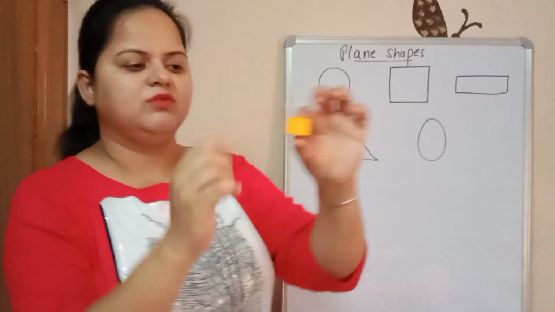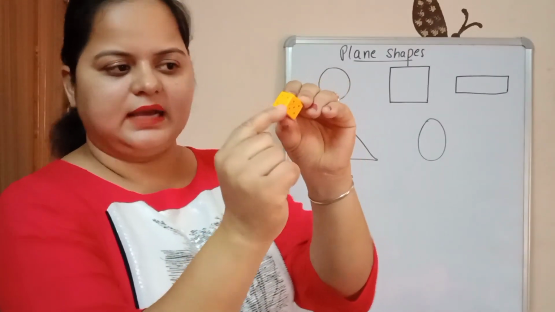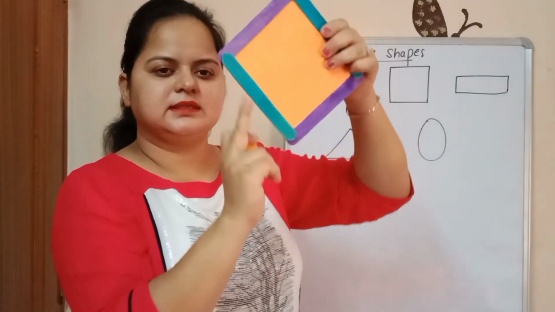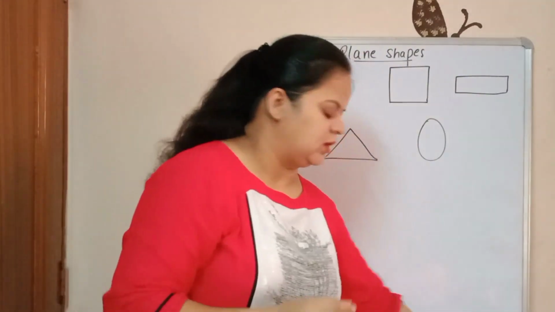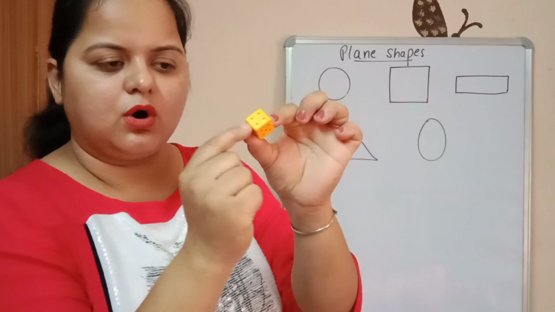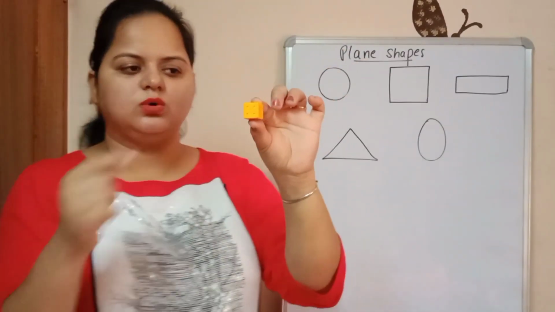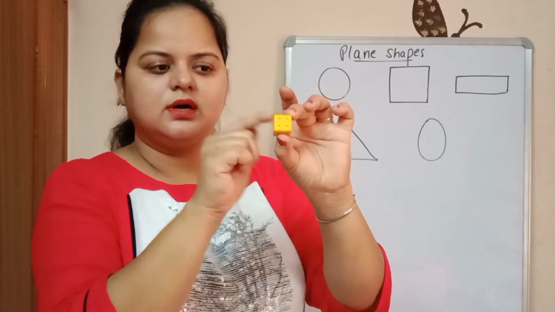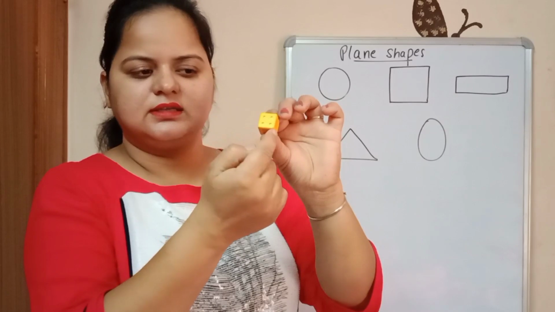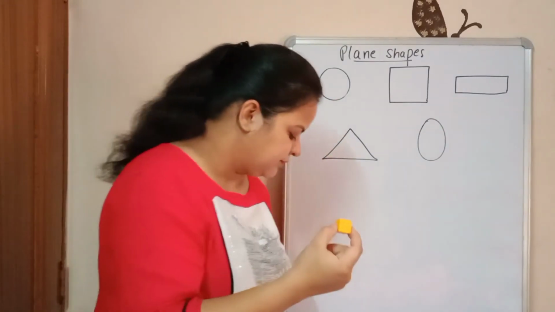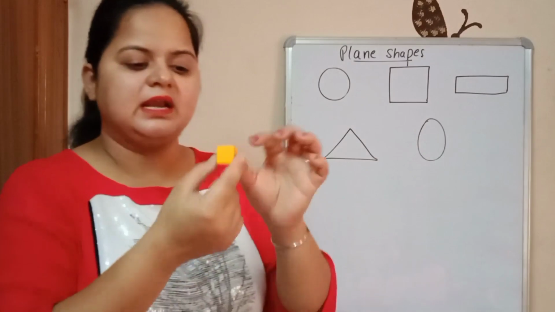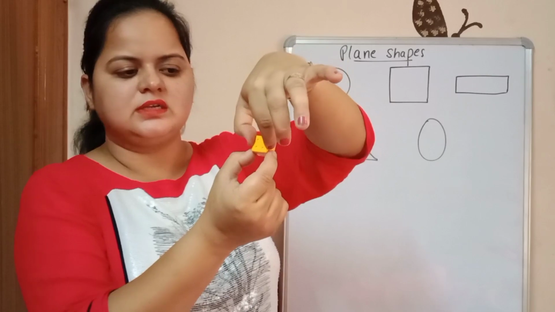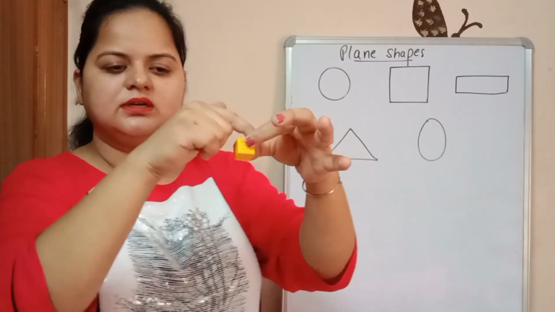A cube has 12 edges. You can see these are called edges. In a plane shape, these are called sides, but in solid shapes, these are called edges. Now we will count the edges. We have 12 edges. See, 1, 2, 3, 4, 5, 6, 7, 8, 9, 10, 11, 12.